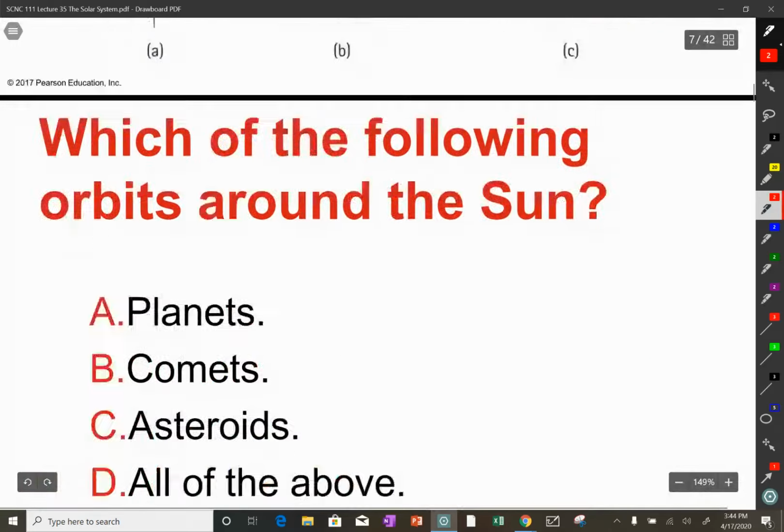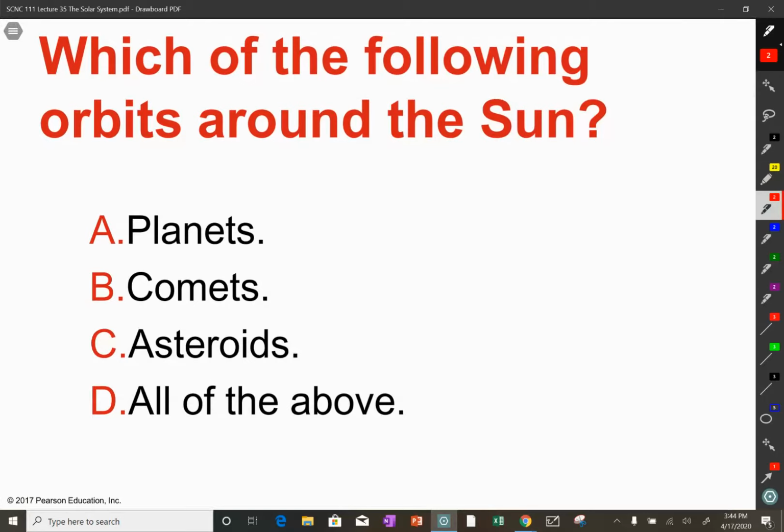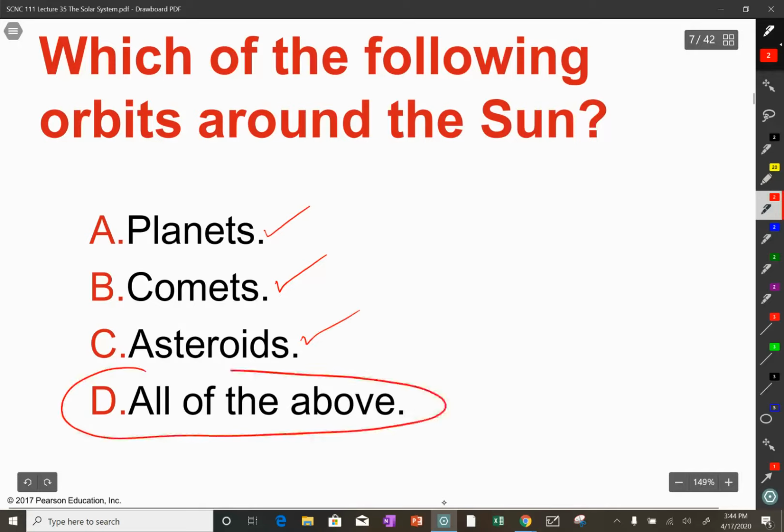So our first of the not so clickerish questions: which of the following orbits around the sun? Planets, check, we orbit the sun. Comets, check, they orbit the sun. Asteroids, check, they orbit the sun. Everything in the solar system orbits the sun.